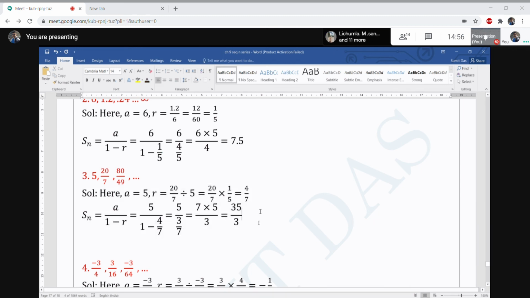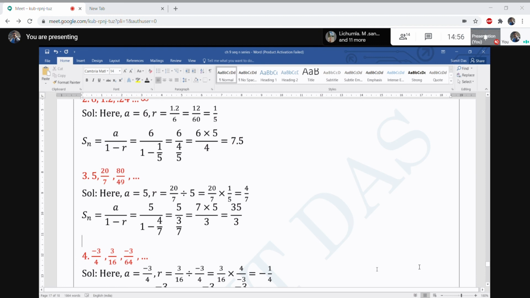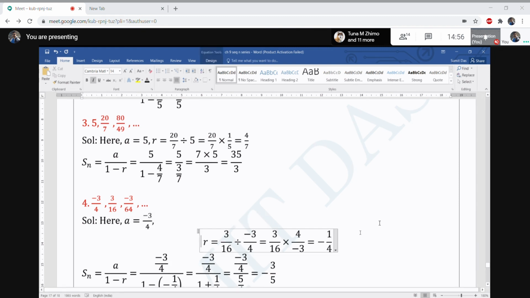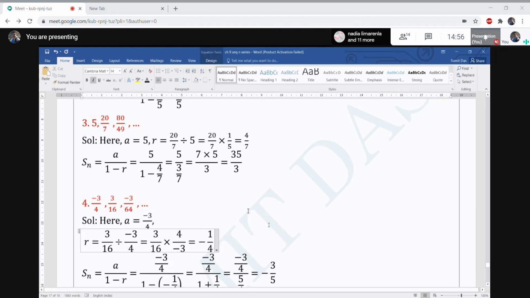Okay, that's the answer. Next, question number 4. Question number 4 is similar, only the minus sign is there. So you can see that the first term is minus 3 by 4, 3 by 16, minus 3 by 64. The first term is minus 3 by 4. Common ratio will be second term divided by first term. So you can see how we find the common ratio like this.